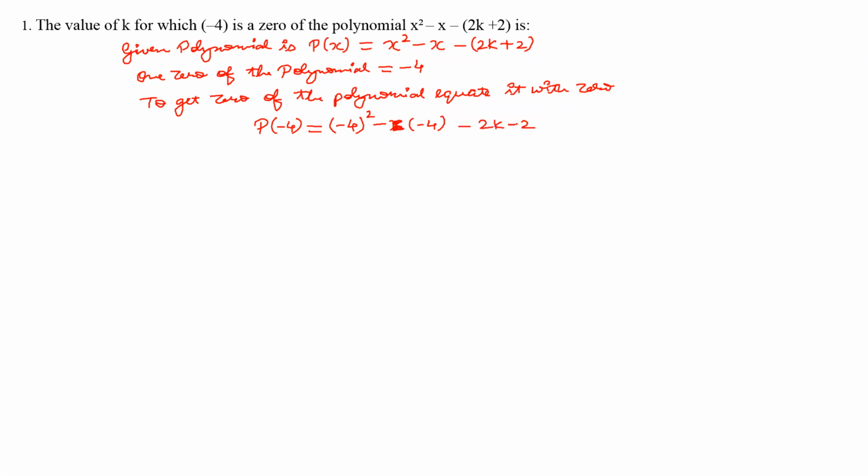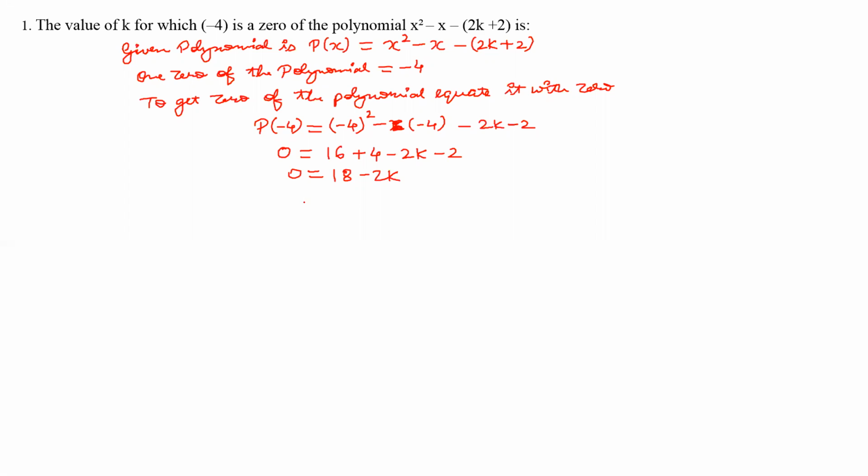and this will become -2. See, Aditya, I think Aditya has taken this +2 as it is. It will become -2. So now p of -4 will be equal to 0. The -4 square will become 16, and minus into minus will become +4, and this is -2k minus 2. Add the constant terms, 16 plus 4 minus 2: 16 plus 4 is 20, 20 minus 2 is 18. So 18 minus 2k is equal to 0.